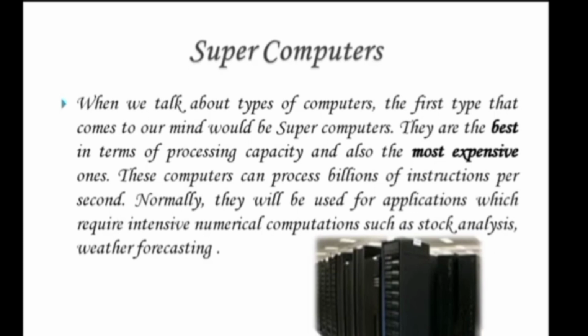These computers can process billions of instructions per second. Normally, they are used for applications which require intensive numerical computations, such as stock analysis and weather forecasting. Supercomputers work on a large amount of data because they process billions of instructions per second. The size of supercomputers is very large, and they require a large room for installation. Their speed is very fast, and basically they are used for weather forecasting and other scientific purposes.